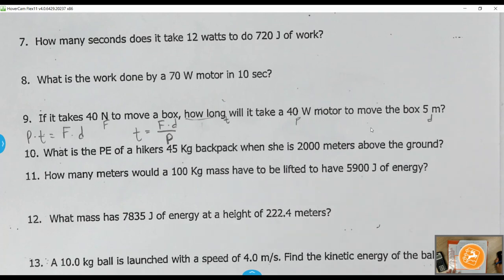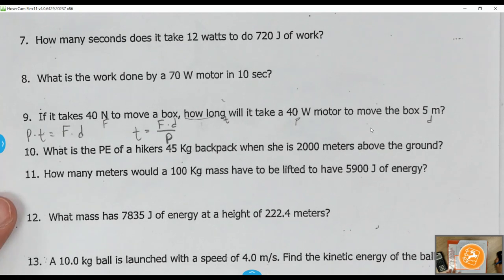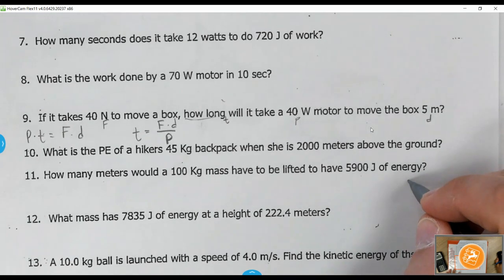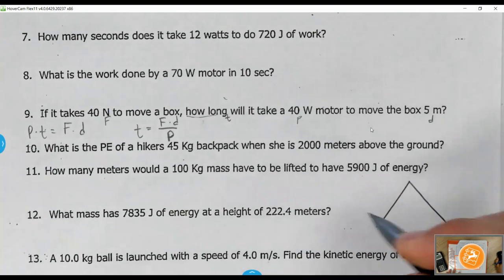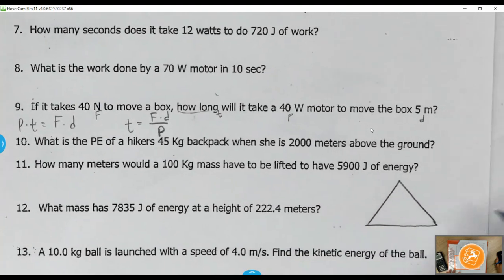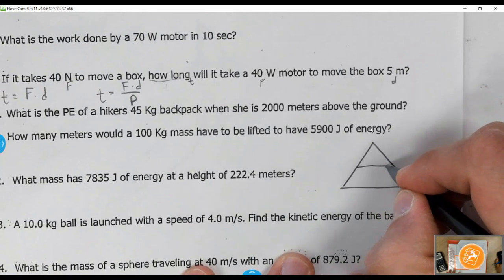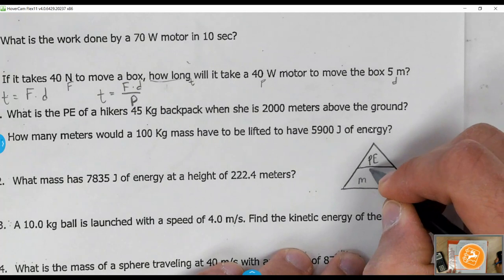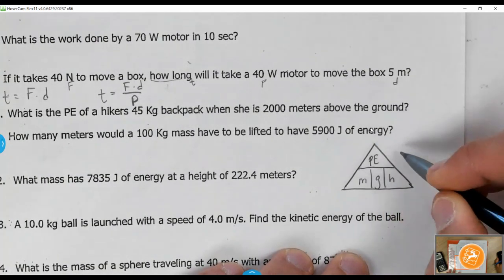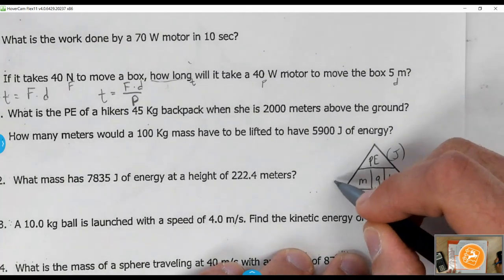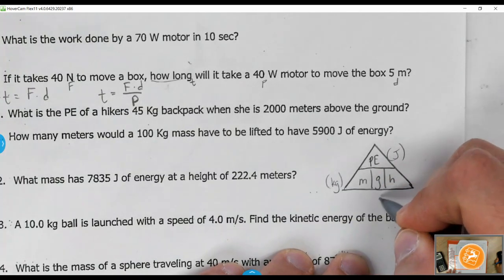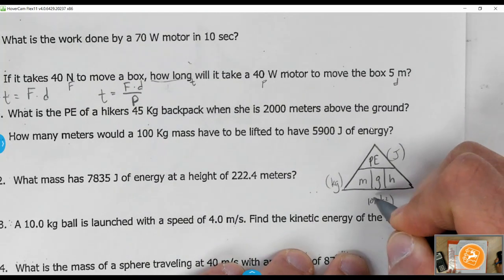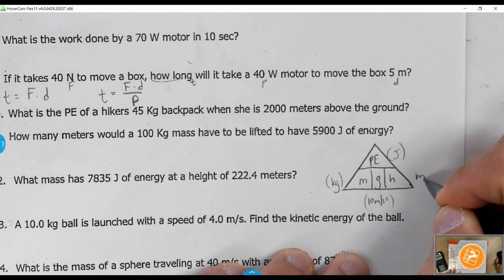Number 10 is just the potential energy equation. The potential energy equation is, from your notes, the triangle. Potential energy is equal to mass times gravity times height. Potential energy is in joules. Mass, kilograms. Gravity, we're using 10 meters per second squared. So we just need the 10. And the height will be in meters.